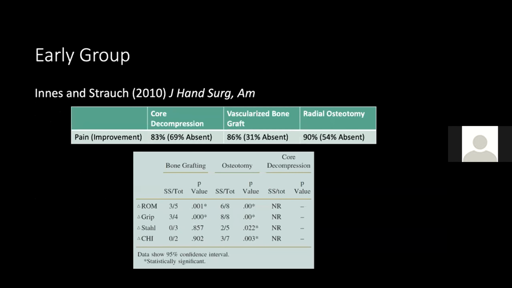The authors in the early group of Kienbock noted that pain, grip strength, and range of motion were likely to improve with both vascularized bone grafting and unloading procedures, while radiographic outcomes may also improve with unloading procedures.